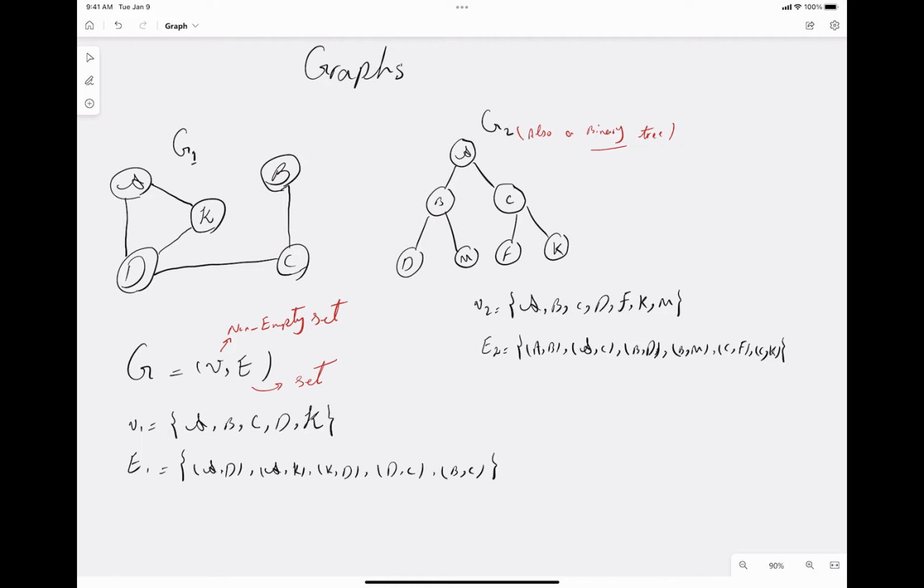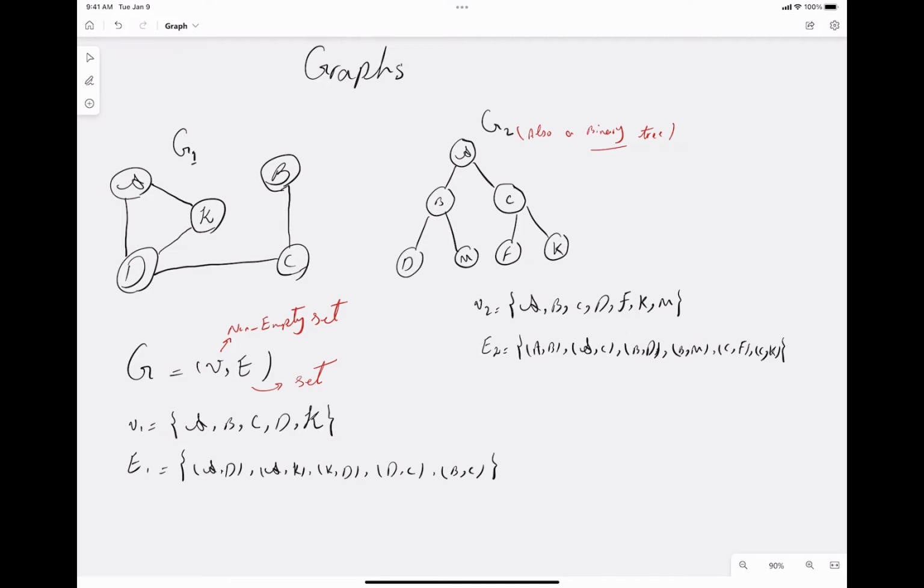A graph is a data structure which contains a set of vertices or nodes. We call that set V, and another set of edges or arcs that we call E. As you see, I wrote in the red line that usually the set V, the vertices, is a non-empty set. However, the set E, the set of edges, can be empty. That means we can have a graph where some nodes are not connected to each other. Edges are the connections between vertices.